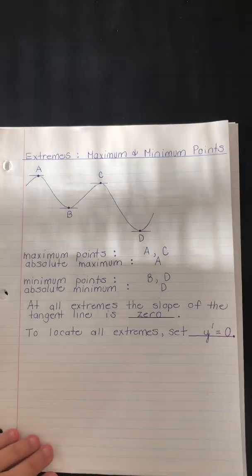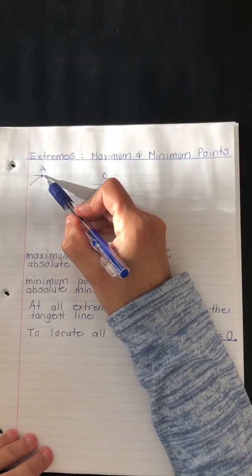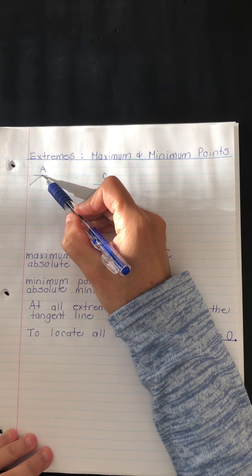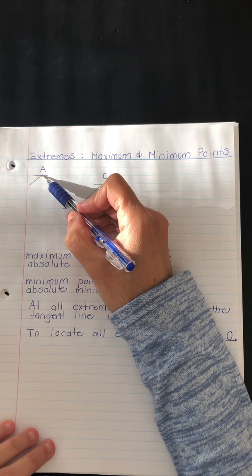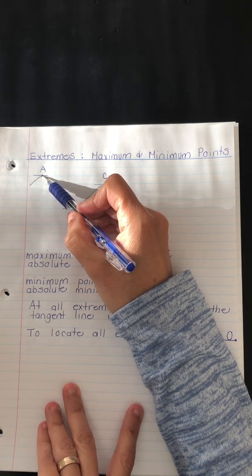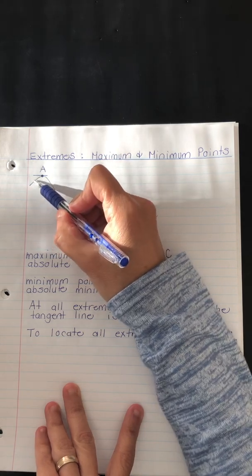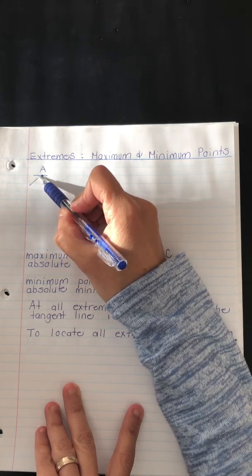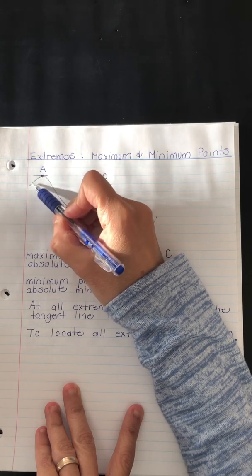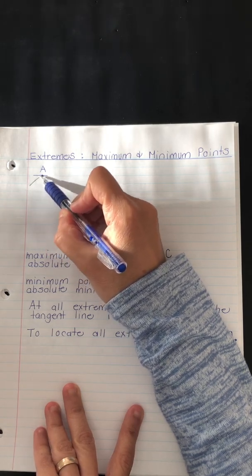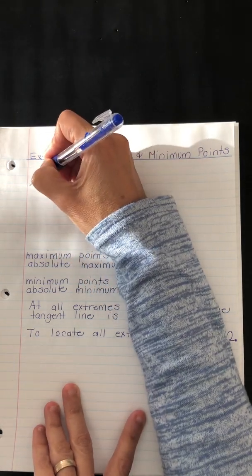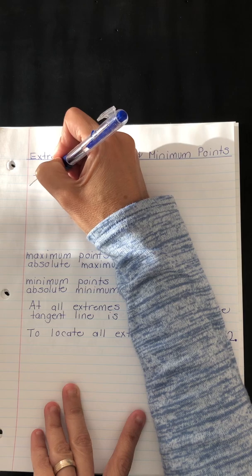Okay, so remember, this is a maximum point. Is y prime decreasing here? Yes, it is. Remember, y prime is the slope of the tangent line. To the left of point A, the slope of the tangent line would look like this. It would be rising to the right, positive. At A, the slope of the tangent line is 0.